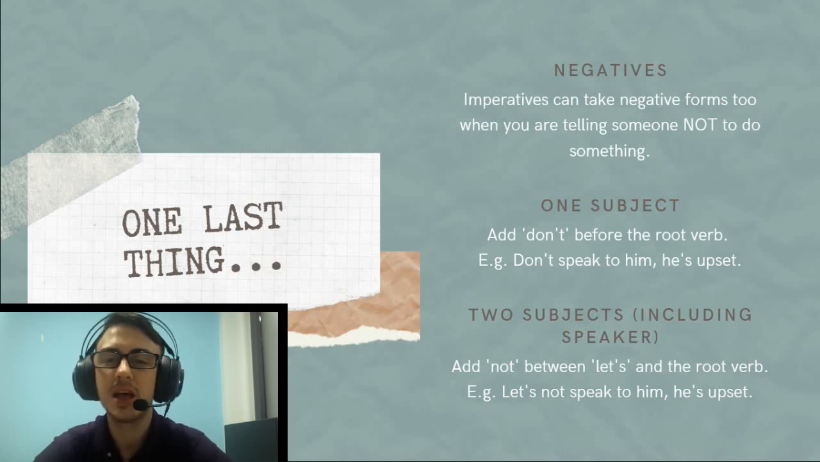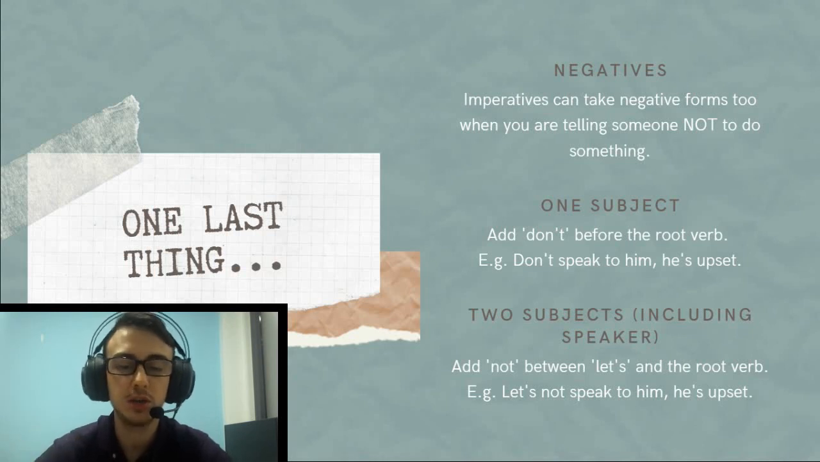So, if it's one subject, if we are not using let's, we are talking to you, then we add don't before the root verb. Don't speak to him, he's upset. Don't eat a sandwich until you finish your homework. Don't go out, it's raining.